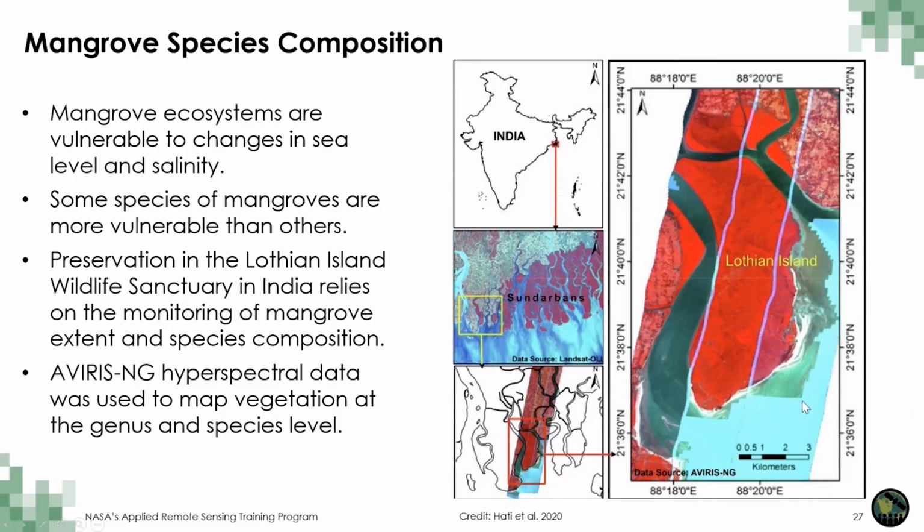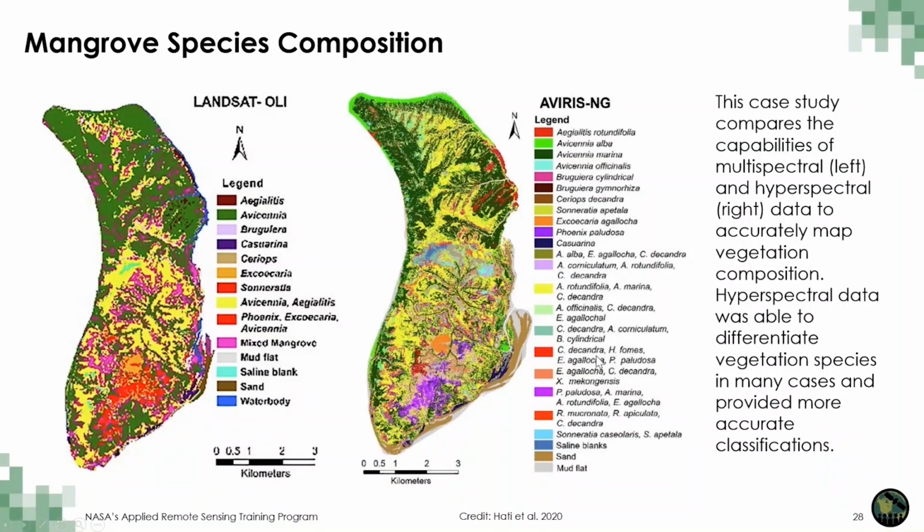Here's a study by Hari et al., a recent study from 2020, that used AVIRIS-NG data, airborne data, in the hopes of creating a species-level vegetation classification in the Lothian Island on the east coast of India. In addition to hyperspectral data, they also examined multispectral data to compare the capability of specific vegetation type classifications.